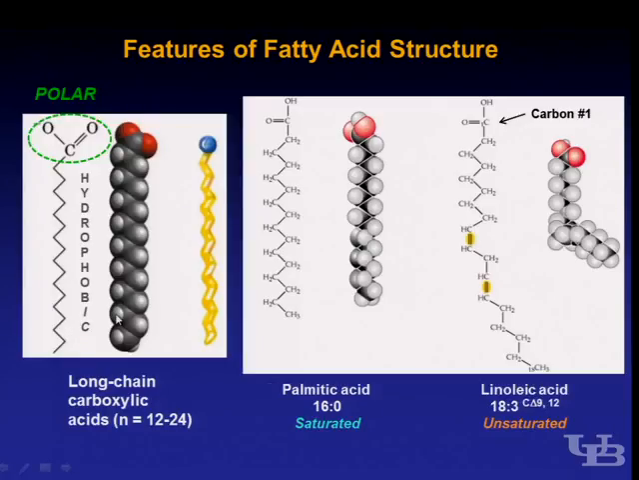When you look at different fatty acids, the acid group is the same, but there are two other features that distinguish fatty acids from one another. One would be the number of carbons in the chain, and the second is the degree to which that carbon chain is either saturated with hydrogen, i.e. no double bonds, or it is unsaturated. Unsaturated means you have double bonds in there.